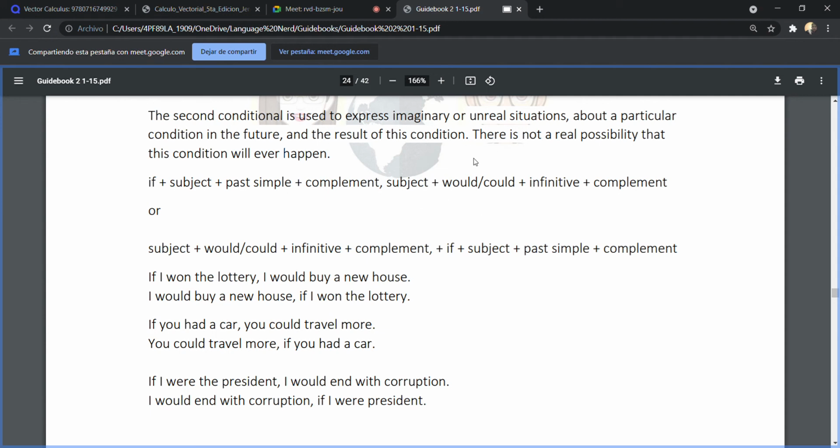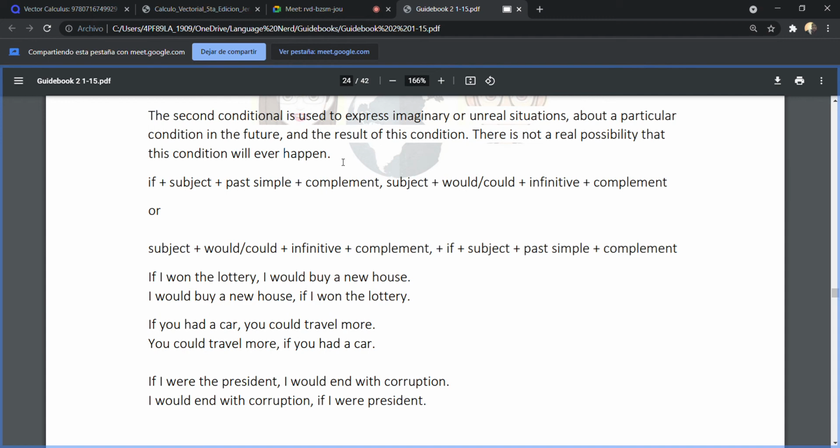Por ejemplo, if I won the lottery, I will buy a new house. O sea, si yo ganara la lotería, compraría una casa. If I had a lot of money, I will invest it. Or if I were you, I would study more. ¿No? Entonces son situaciones como irreales, cosas que no van a pasar.